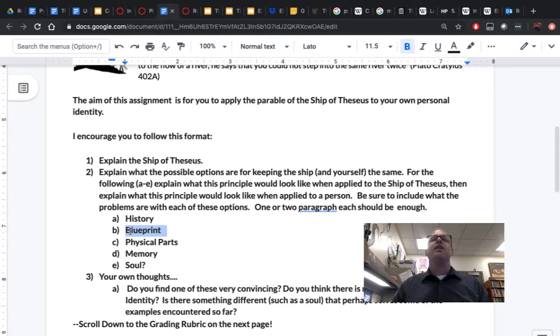Okay. The blueprint is the plan used to construct the ship. And so if you are discussing what makes a ship the same, it's the specifications according to which it was made. So because there's one blueprint for the ship of Theseus, there would then be one ship. Even though you might have a ship made out of wood and metal, it is the same ship. One of them made out of wood, one of them made out of metal.